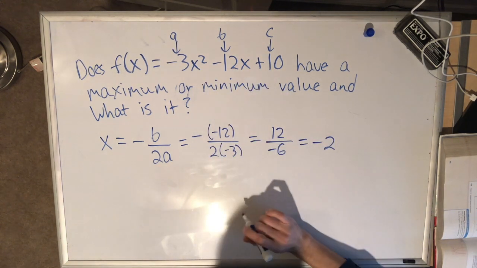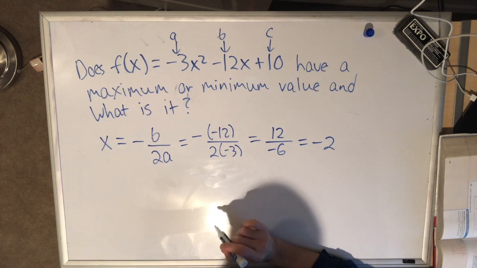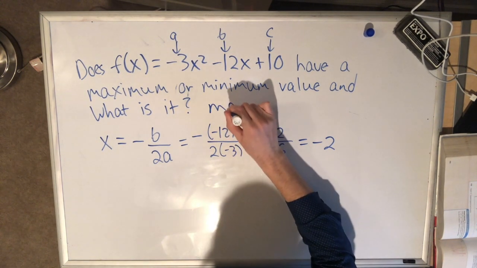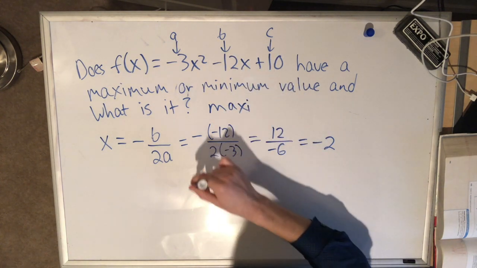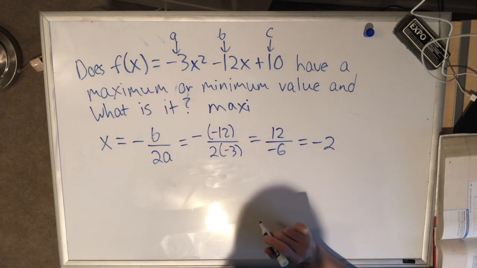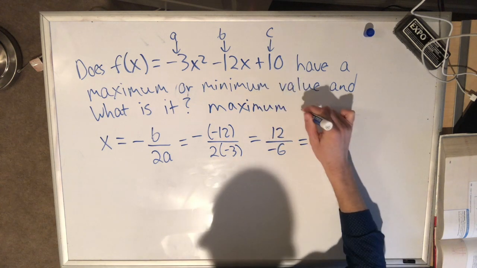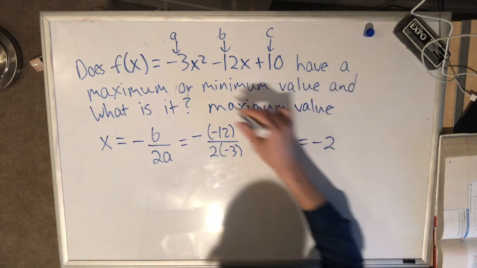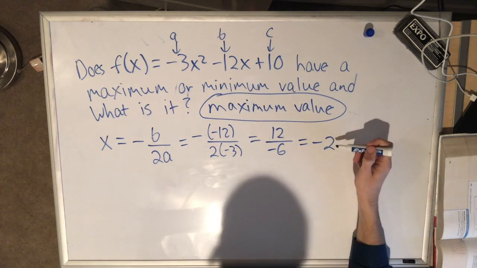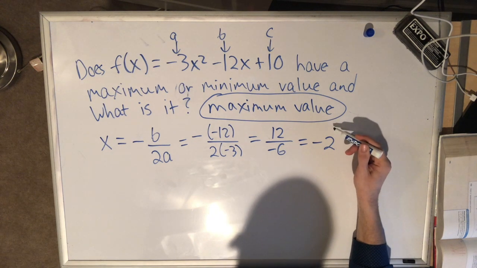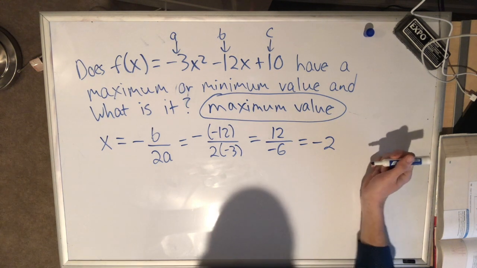Oh, yeah, we can immediately tell, without even using the formula, that it's going to have a maximum value because the variable squared term is negative. So the parabola opens downwards. It's an upside down U. So it's going to have a maximum value. And we just found out that the x-coordinate of the maximum value is negative 2, and the axis of symmetry is x equals negative 2, a vertical line.